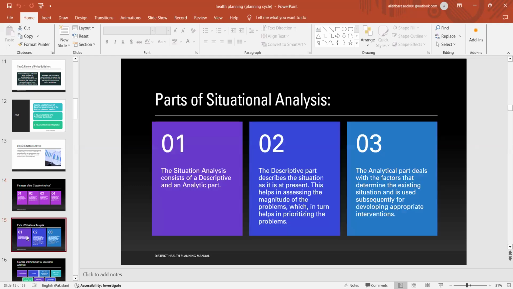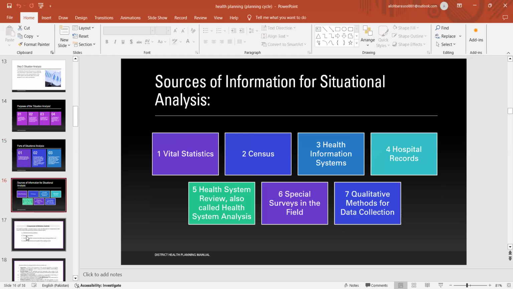Parts of the situation analysis consist of a descriptive and an analytic part. The descriptive part describes the situation as it is present. This helps in assessing the magnitude of the problems, which in turn helps in prioritizing the problems. The analytical part deals with the factors that determine the existing situation and is used subsequently for developing appropriate interventions. Sources of information for situation analysis: vital stats, census, health information system, hospital records, health system review, also called health system analysis, special surveys in the field, qualitative methods for data collection.